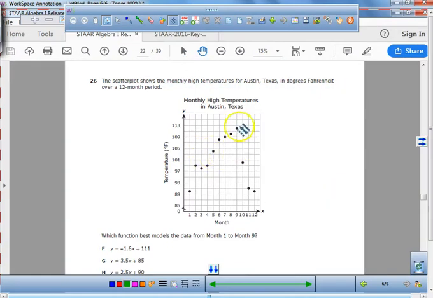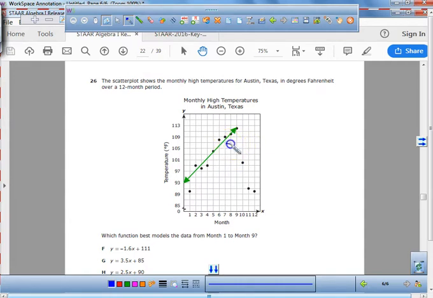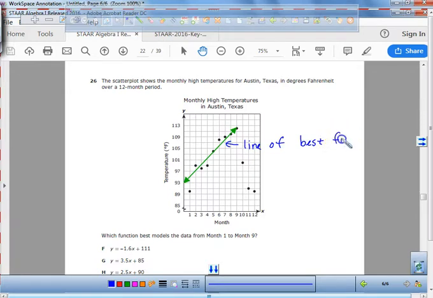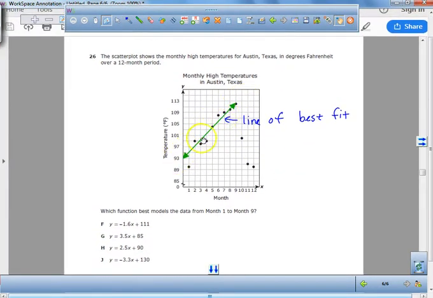Can you guys see these points? From 1 to 9, can you guys draw a line that goes through those points as best as you can? All right, draw a line. Now this right here, I want you guys to label it. This is called the line of best fit. So right now, put line of best fit. That's what we're trying to find. So we're trying to find which one of these answers right here best models that line.